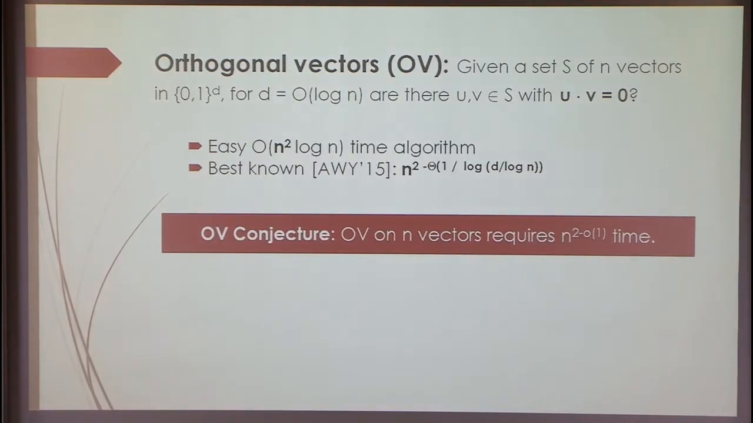substantially. So then there's this conjecture that, again, has been formulated over and over, which says that this problem also requires n to the 2 minus little o of 1 time. Again, we have to specify the model and so on.